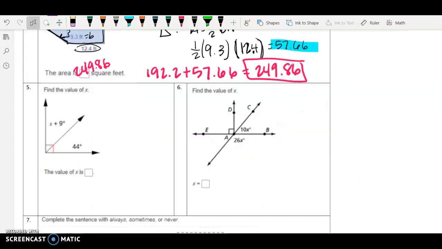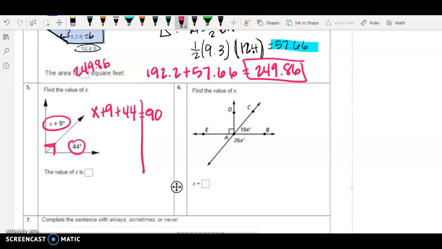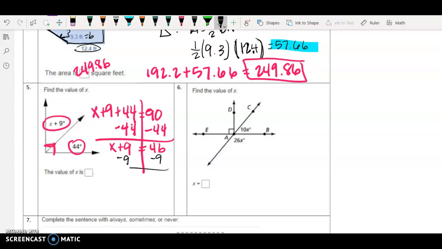Okay, number 5. So this is a right angle, and so this is telling us that it equals 90 degrees. And so these are complementary angles. So this angle plus this angle gives us 90. So x plus 9 plus 44 gives us 90. So now we're going to solve by subtracting 44 from both sides. And we need to subtract 9 from both sides because we're adding 9. So subtract 9. X equals 37. So that's our x.